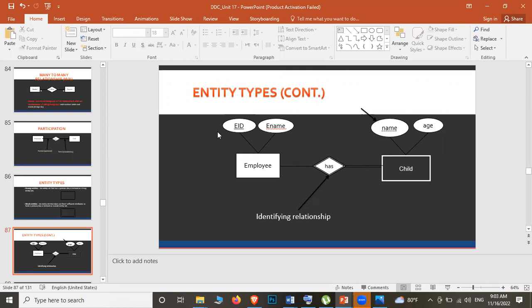Is this clear? Did you understand? Okay, I'll show you how it looks. So this is the weak entity and this is the strong entity. I hope you understood it. Someone asked me to show eDraw, so I'll show it. This is how it would look like.